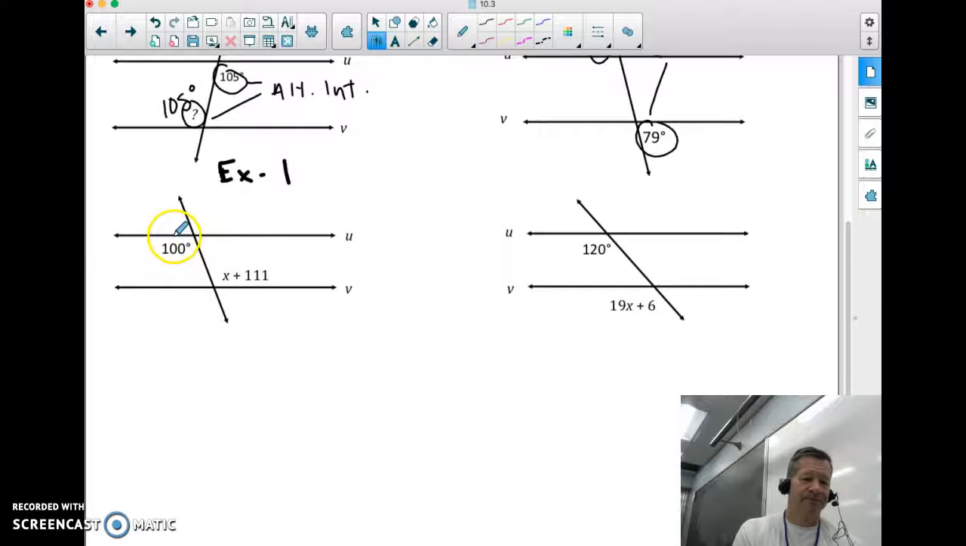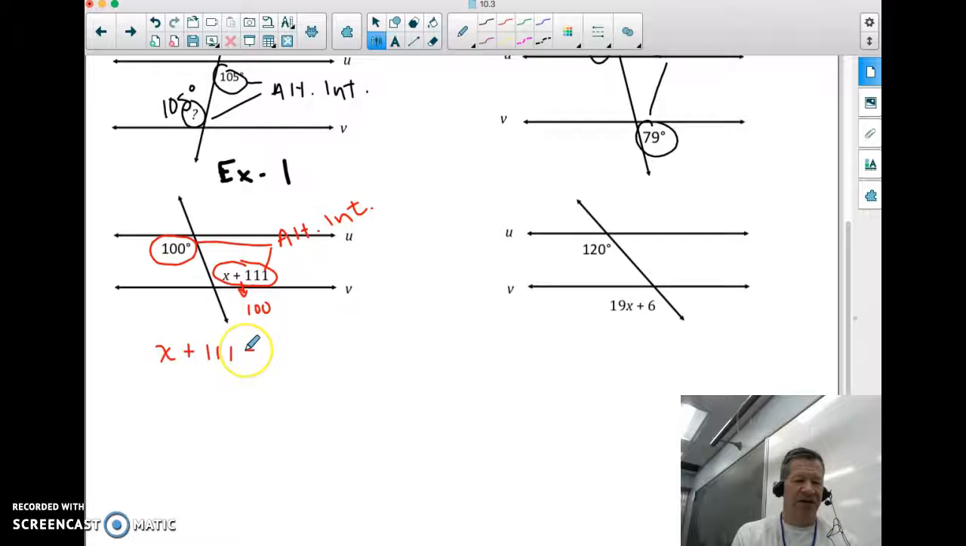This first one, now this angle is 100, and this angle is x plus 111. We want to figure out what x is. Well, because these two angles are alternate interior, I know they're congruent. Congruent means they're equal. So if this angle is 100, then this angle must also be 100. So if x plus 111 is equal to 100, I can figure out what x is by subtracting 111, and I find out that x is negative 11.